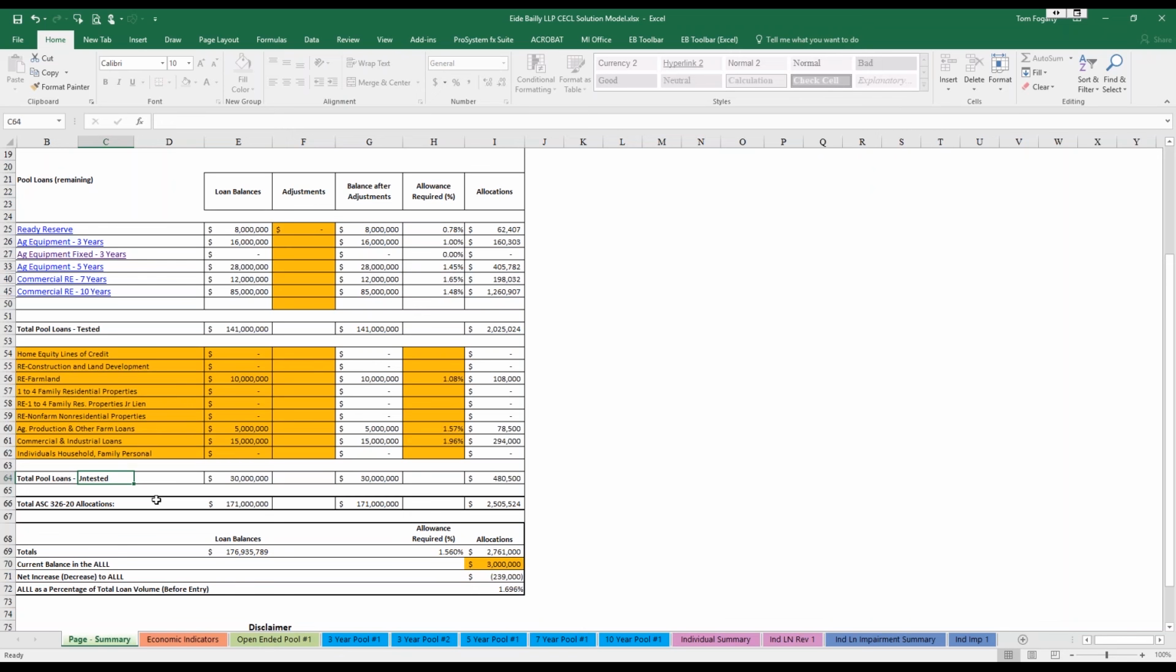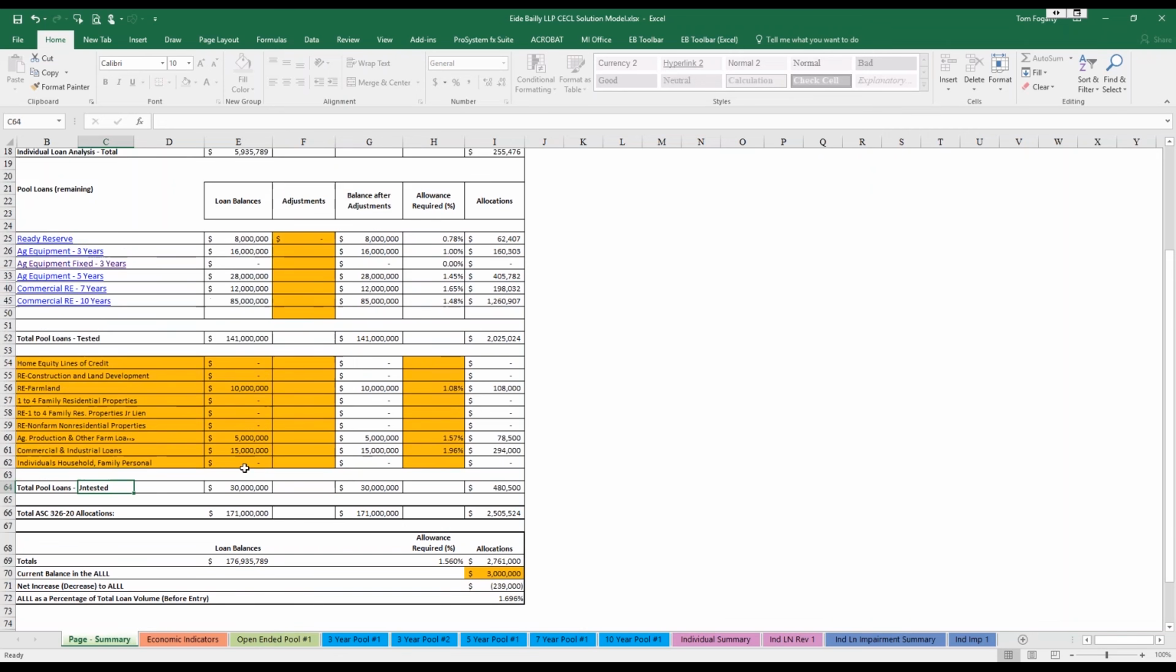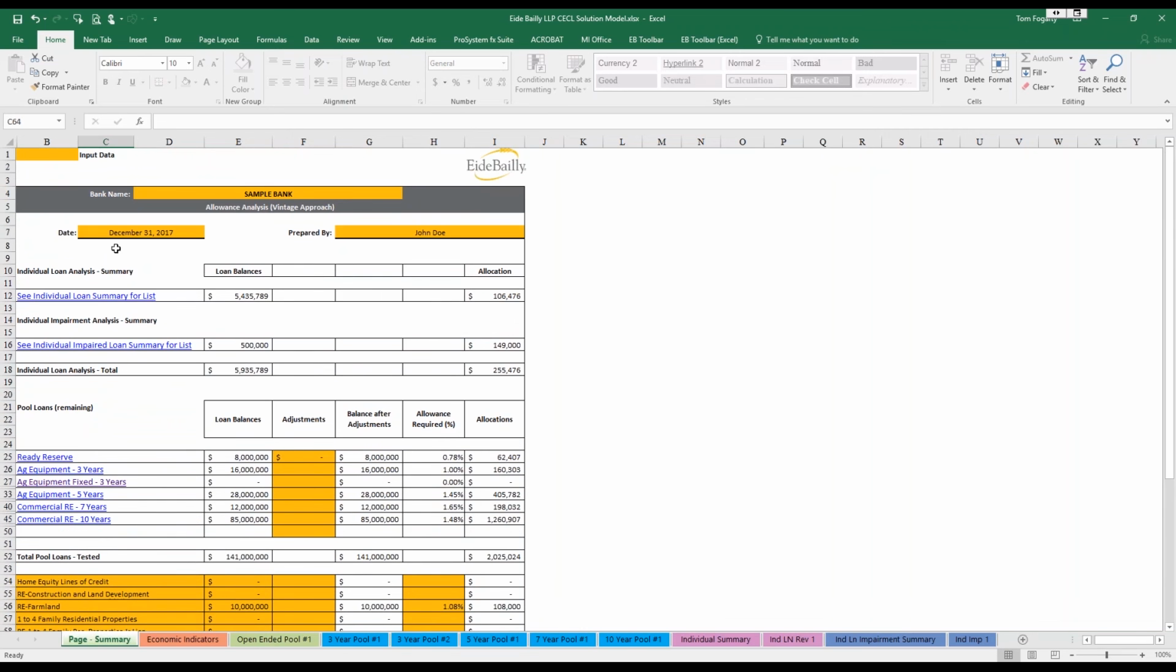The untested pool is an optional feature of our solution, but does provide a practical expedient to institutions that may have smaller or insignificant loan pools that may have insufficient data to effectively analyze loss history. Changing periods in the Eide Bailly CECL solution model is also a breeze. Just change the date on the Page Summary tab, and all of the tabs within the worksheet are automatically rolled forward.